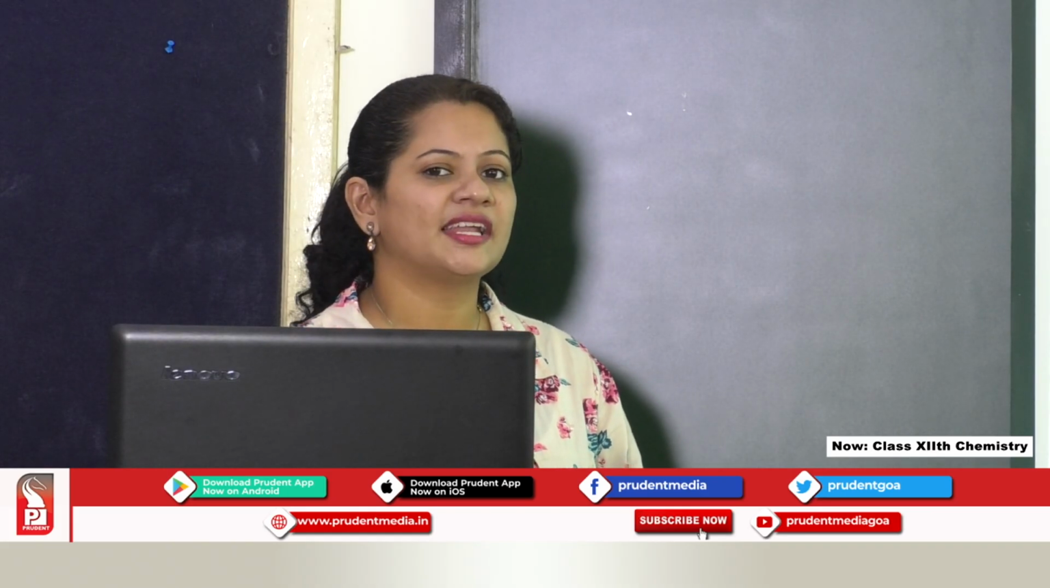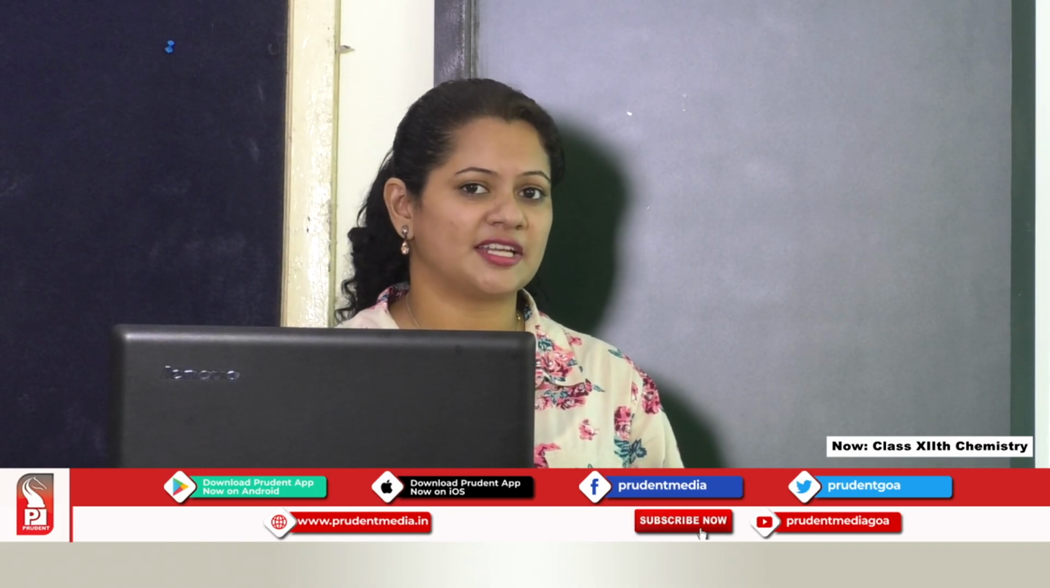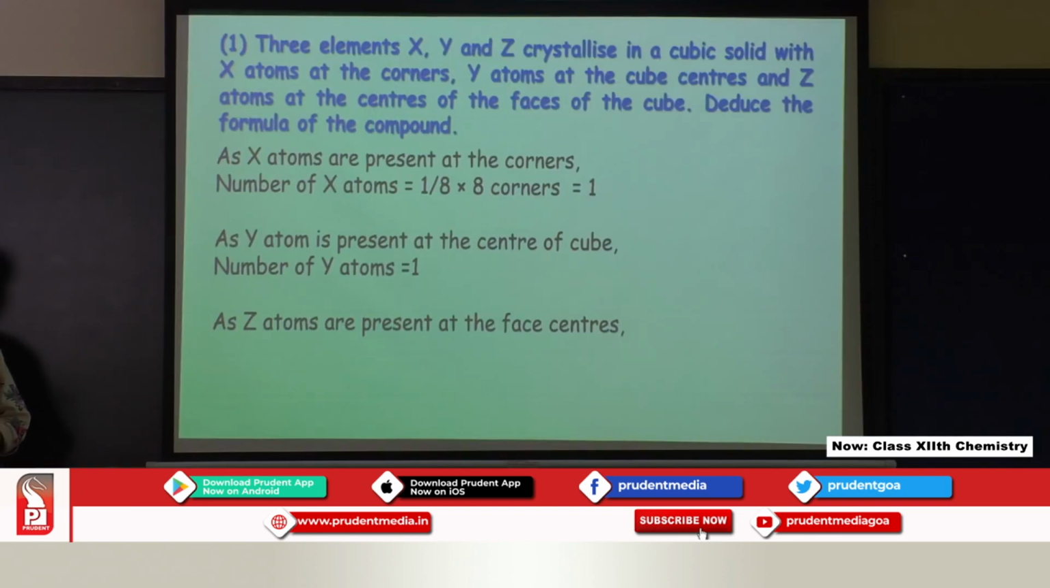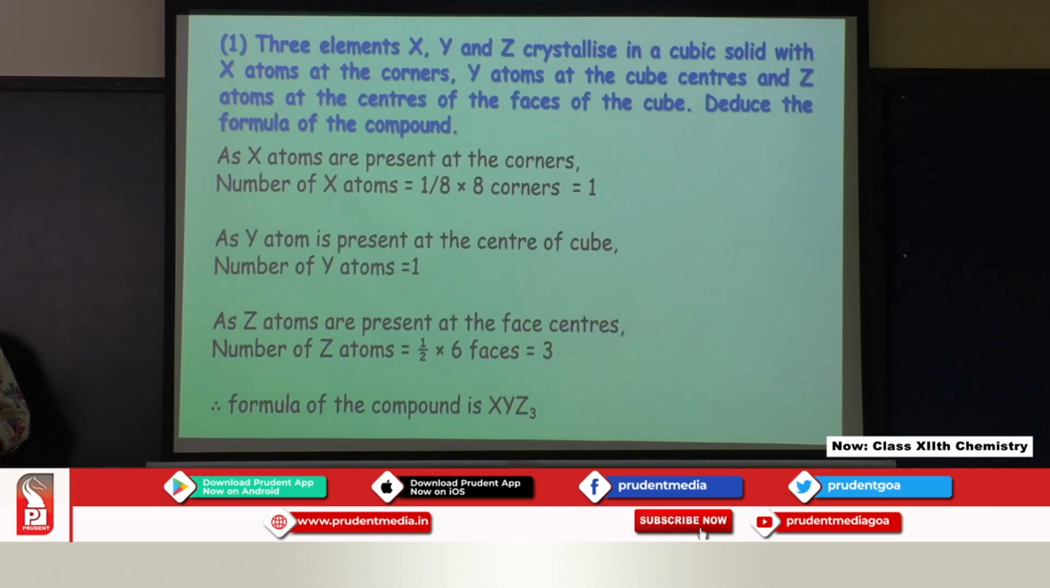You are given that Z atoms are present at the face centers. So, as per the calculation discussed earlier, we know that the number of Z atoms belonging to a unit cell will be half multiplied by 6 faces, which comes to 3. Now, in order to generate the formula of the compound, we need to take a ratio of X is to Y is to Z. The ratio becomes 1 is to 1 is to 3, and hence the formula of the compound is XYZ3.